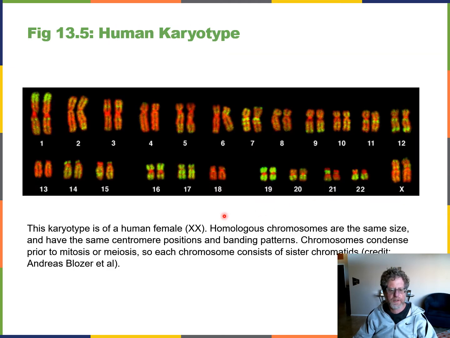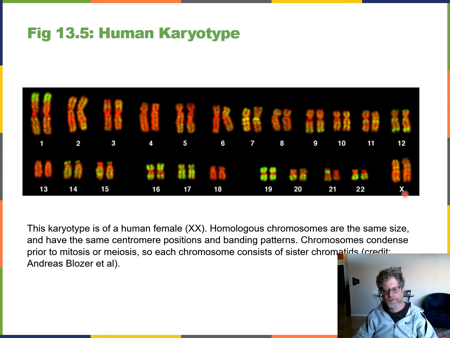Okay, and this is showing the human karyotype, and the kind of thing I would ask you is, is that a male or a female? Come on over here, and you can tell that's a female. Now another thing is, chromosomes are usually spread out.